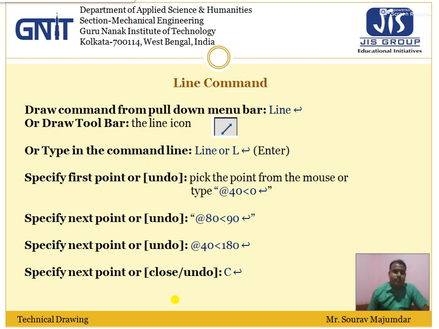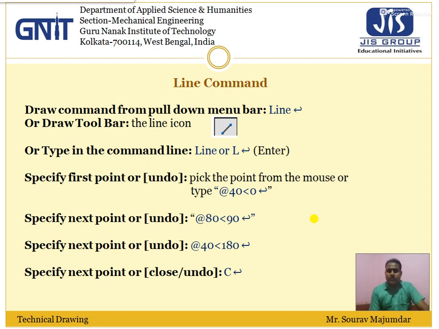After taking the line command, the next step is to specify the first point. So now the software is asking what your first point is. Choose the first point. You can choose using the mouse, so like this is our first point. I can choose this as the first point, or you can type it, that is @40<0.